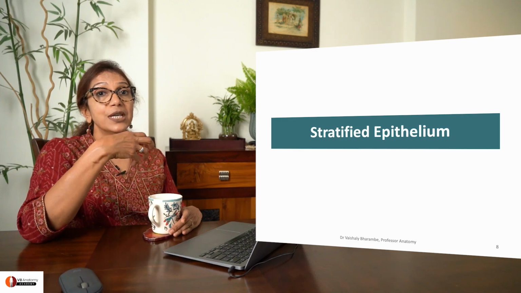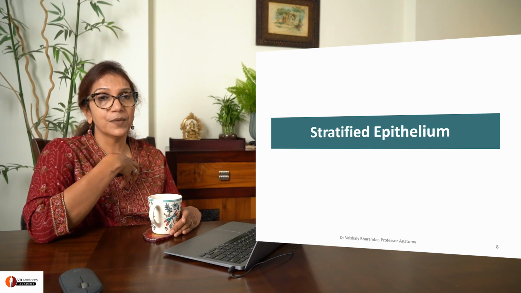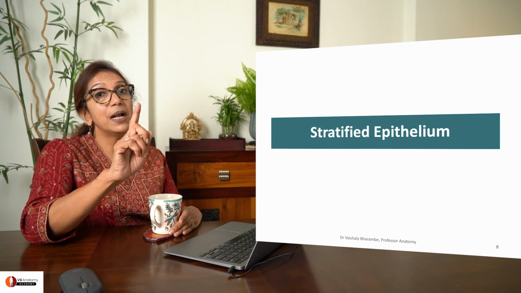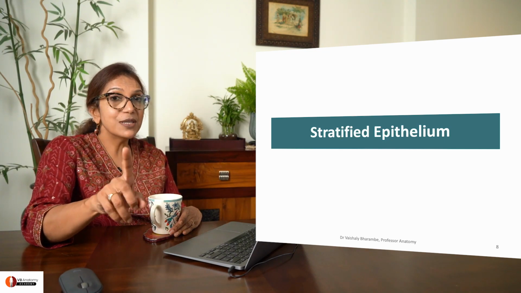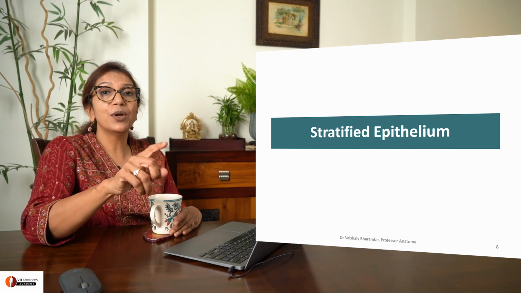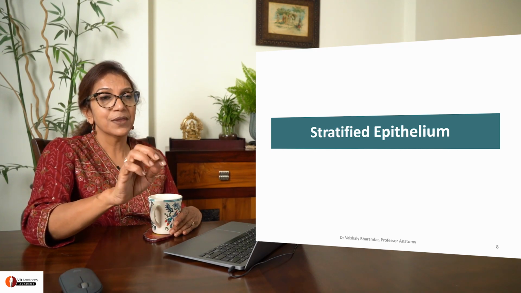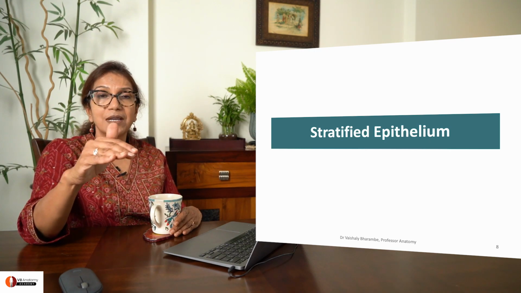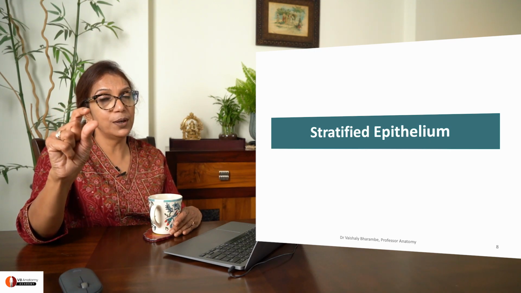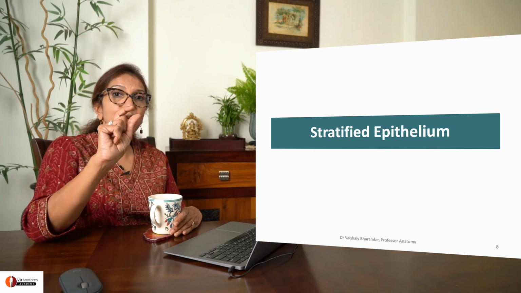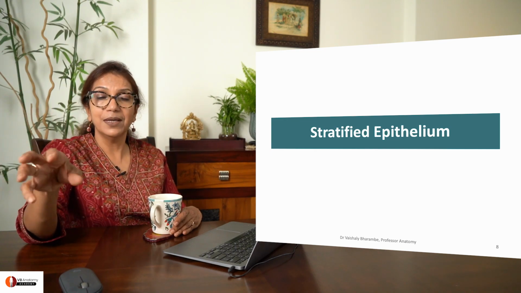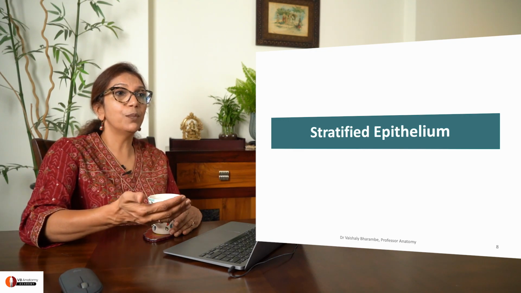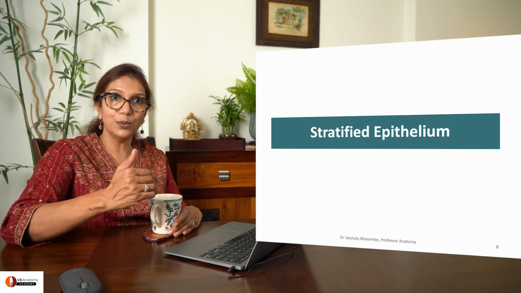What do I know first? What do I know? I know that it is stratified epithelium. That means it will be multiple layers. Am I looking for a single layer? No. I am looking for multiple layers. If the top layer will be flat, I will call it stratified squamous. If it will be cuboidal or columnar, I will call it stratified cuboidal or stratified columnar. This much I know. Okay? Always go into the topic asking yourself, what do I know?